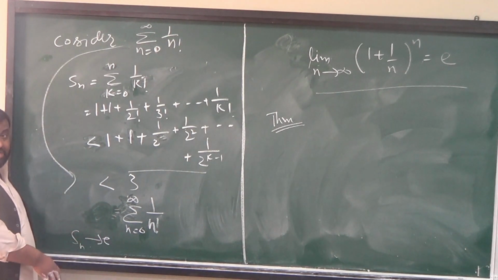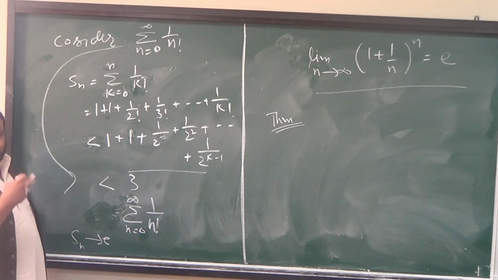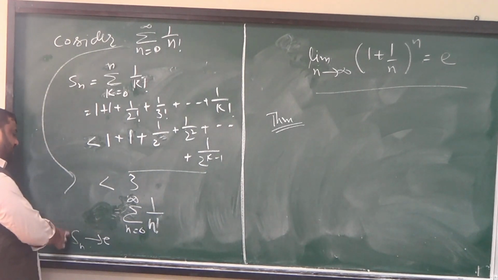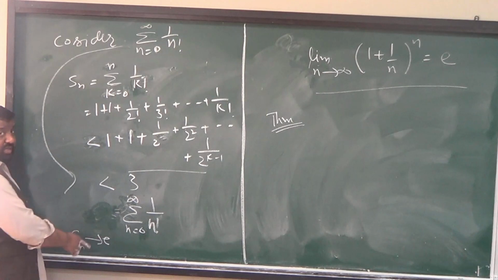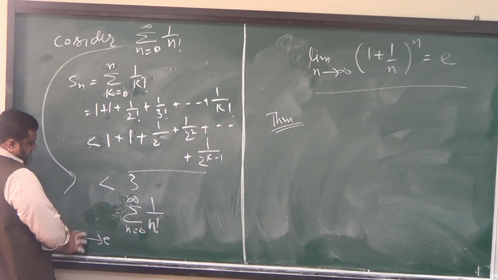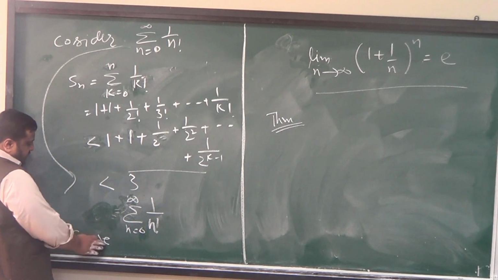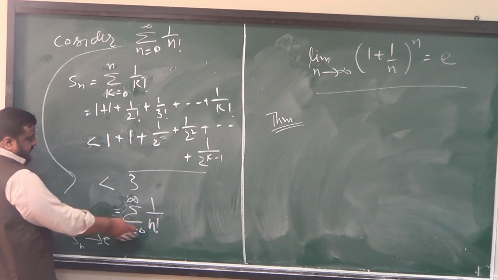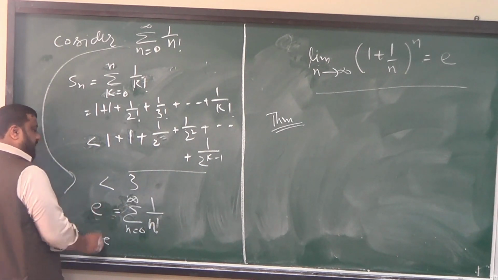So we are not using our preconception of e. We are saying that whatever is the limit of this partial sum is going to be e. And we know that if the partial sums are converging to some number, I can assign this symbol the same number again.